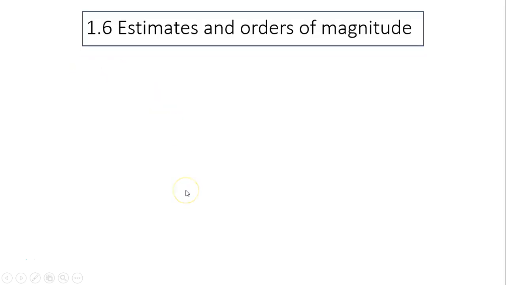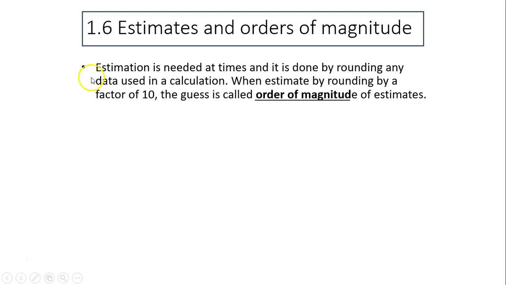Next topic is estimation and orders of magnitude. So estimation is needed at times, right? Sometimes we want to estimate because the calculation is rough, or we just want to see the ballpark. How do we estimate? We usually estimate by rounding any data used in the calculations. Sometimes we round by a factor of 10. Is it close to 100 or is it close to 10?